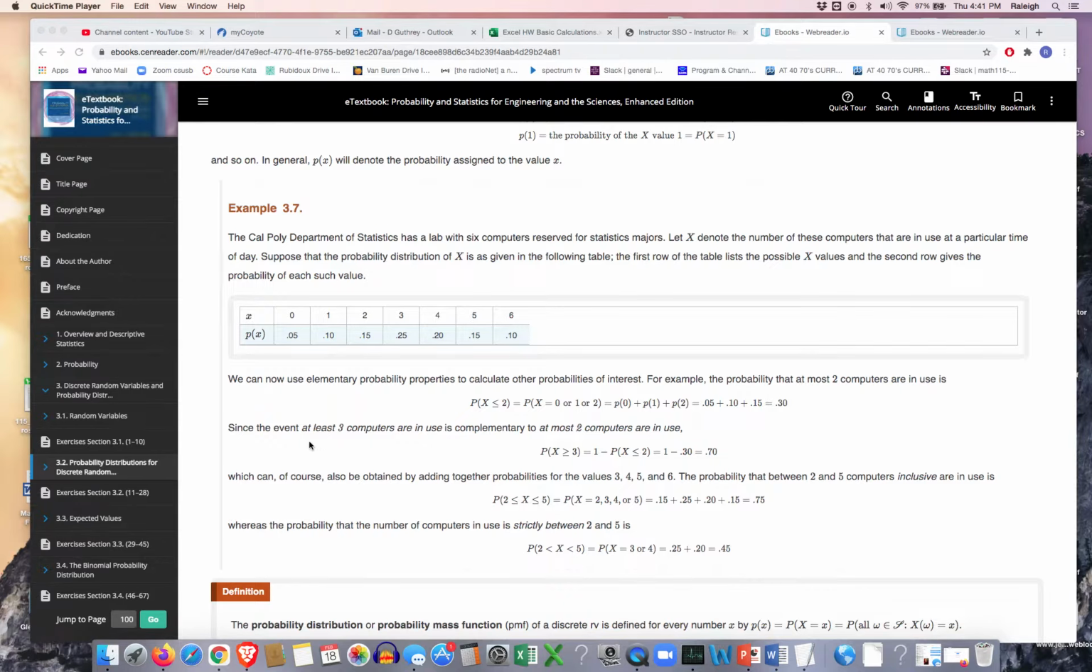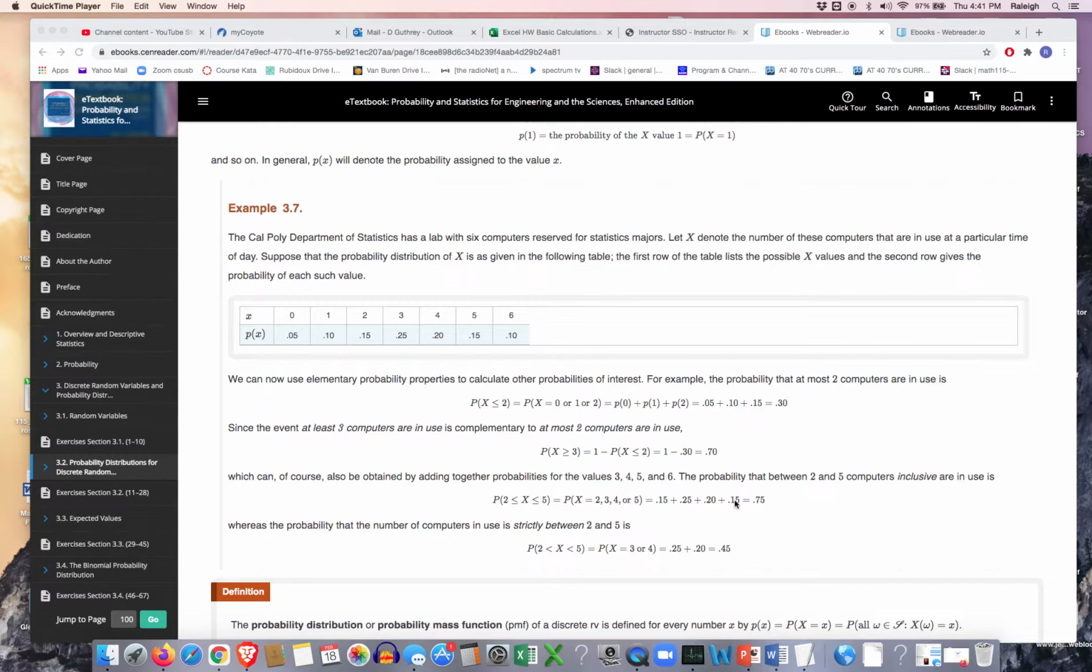And now if they're interested in at least 3 as a minimum, computers in use, you could say 3, 4, 5, or 6 if you want, but we could also notice it's a complement of the prior event. If the first one had 0, 1, or 2, and we're interested in 3, 4, 5, and 6, why not just take what we have and subtract it from 1? A little bit faster, especially if we had a much longer list. But you could add them up if you prefer.